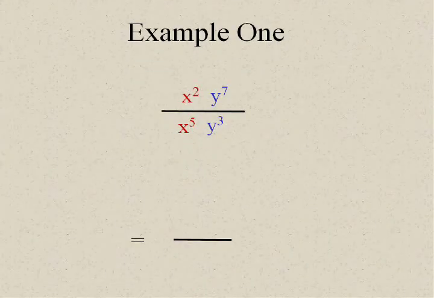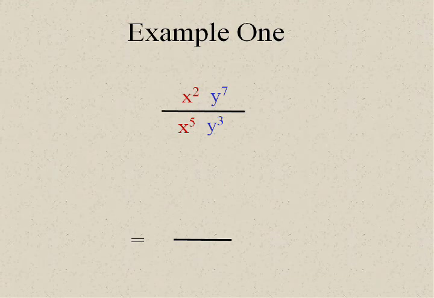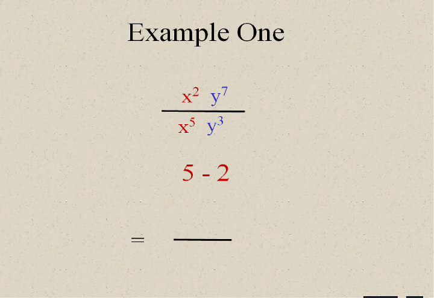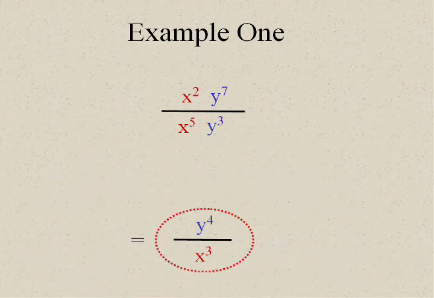What happened? Well, I'm going to give you a shortcut in this case, so that you don't have to write all those out. Couldn't you say that we took x to the 2nd, x to the 5th, subtracted, and put the answer where the largest one was? Always works. Y to the 7th and y to the 3rd, we subtracted and put the answer where the largest one was. It's a lot easier that way, isn't it?